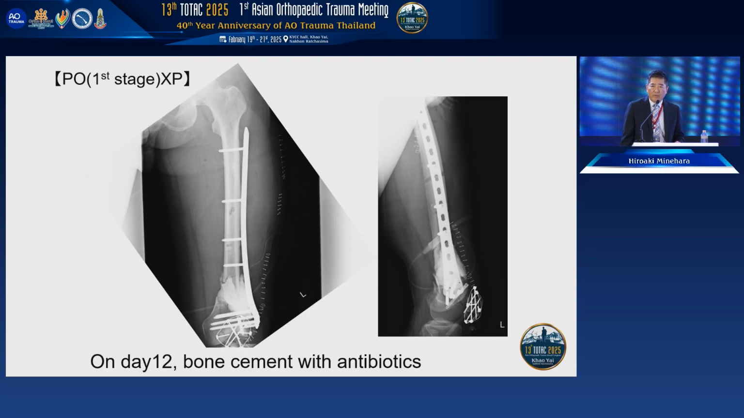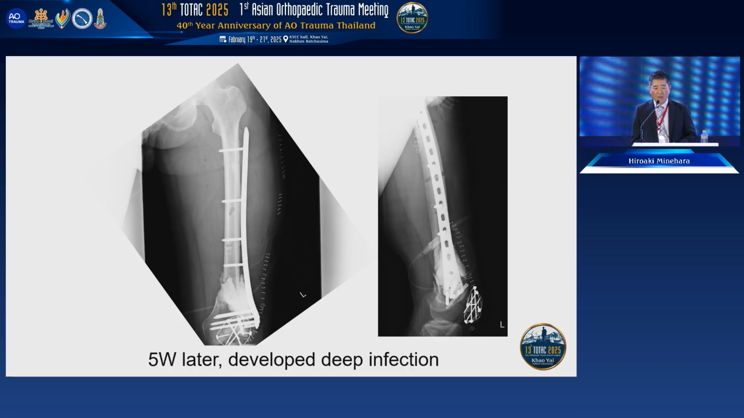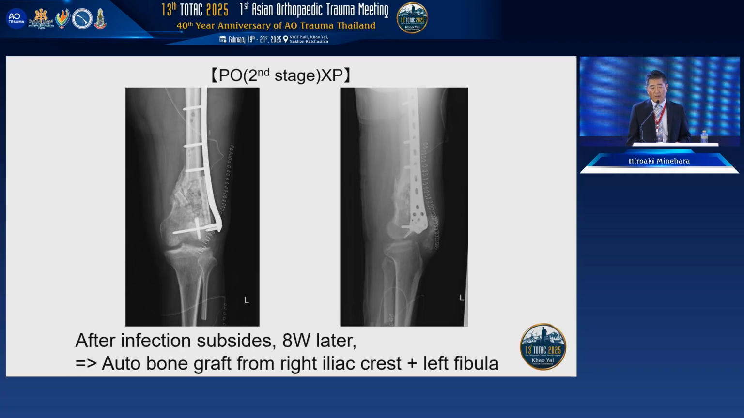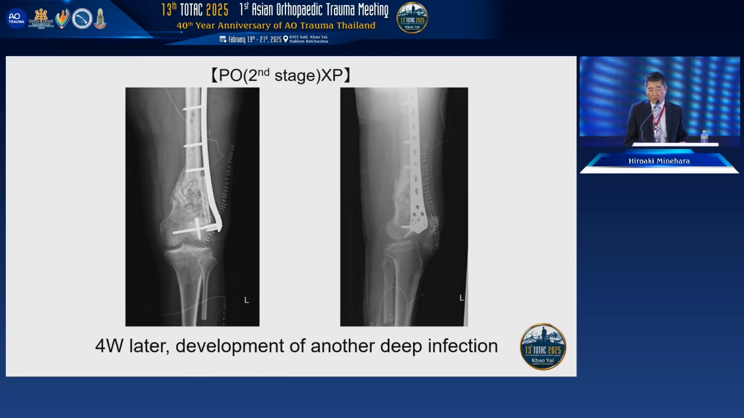Then later, on day 12, bone cement with antibiotics was inserted in the defect. And unfortunately, 5 weeks later, a deep infection developed. Then again, they re-debrided and put in bone cement with antibiotics. After the infection subsided, 8 weeks later, they put in an autobone graft. But very unfortunately, 4 weeks later, another deep infection occurred.